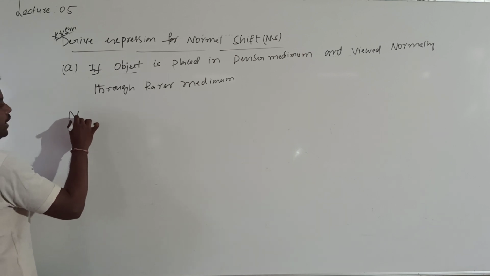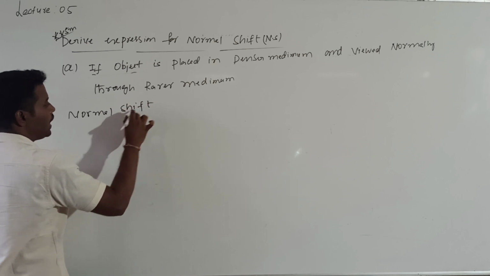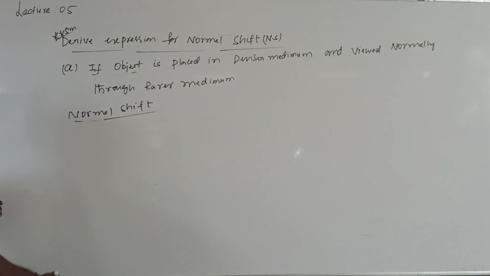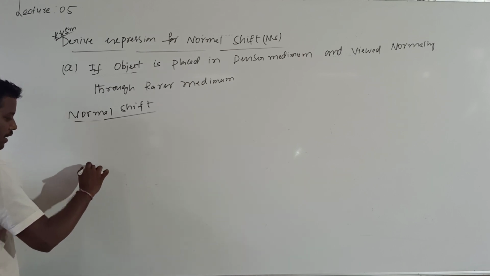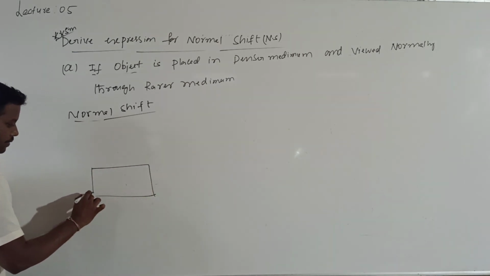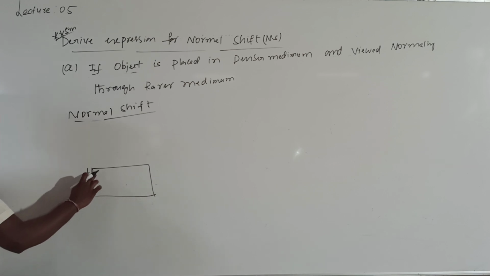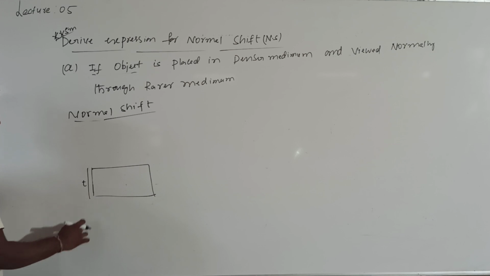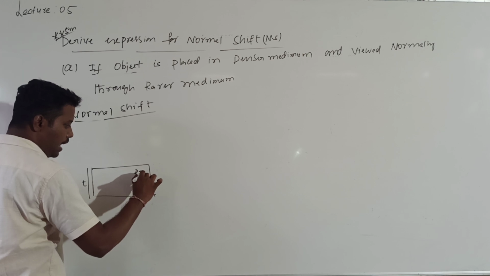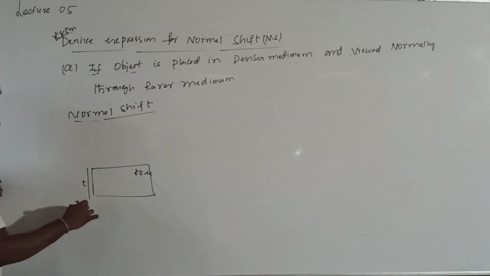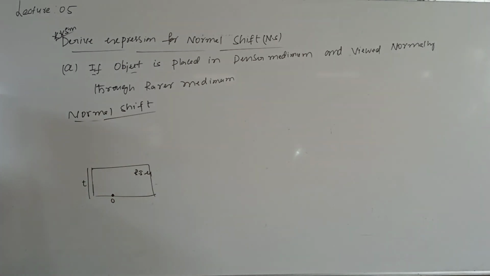First I want to define what is normal shift. To tell the definition, I will show it with a diagram only. Let me consider a glass slab. Let us suppose this glass slab thickness is T. This is the thickness of the glass slab, and this glass slab's refractive index is mu. Let us consider an object O placed at the bottom of the slab.